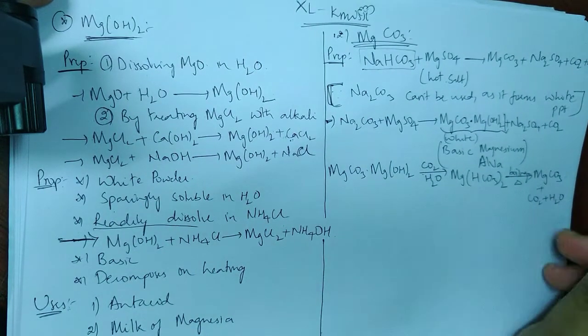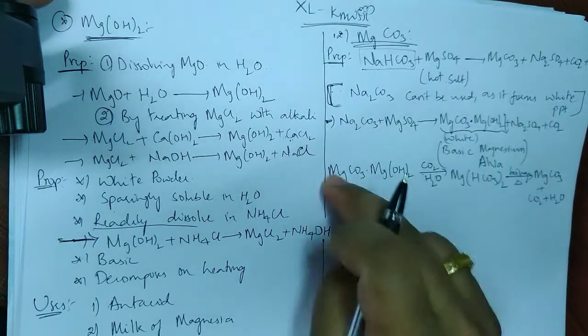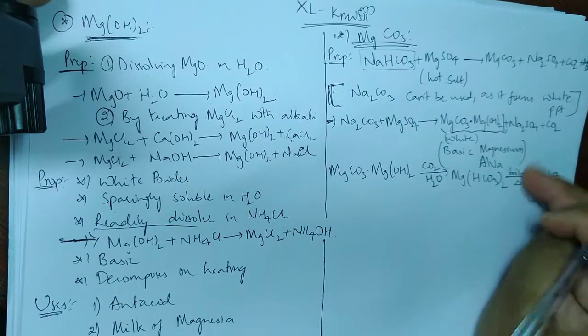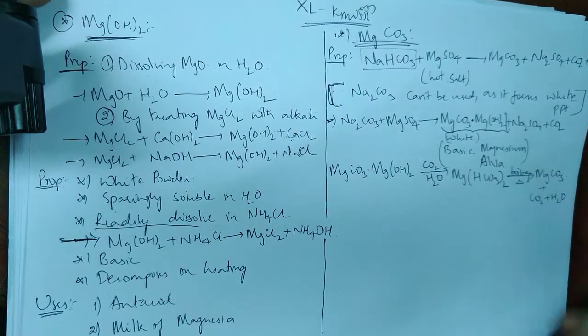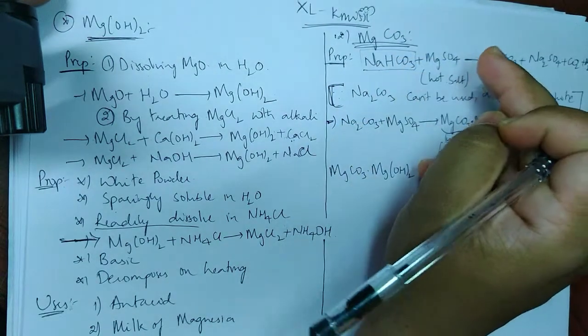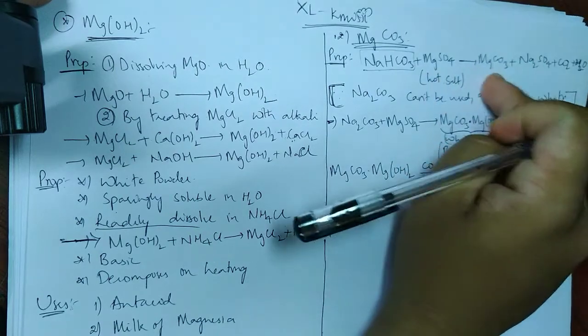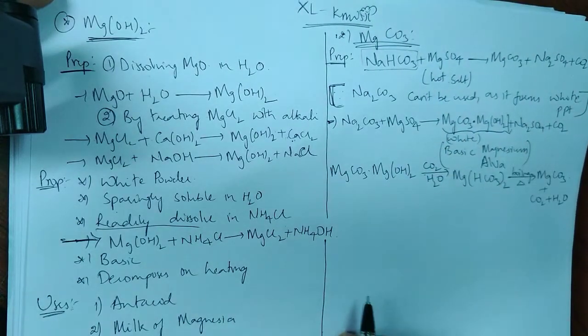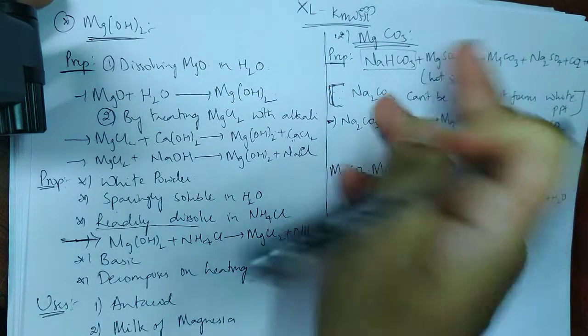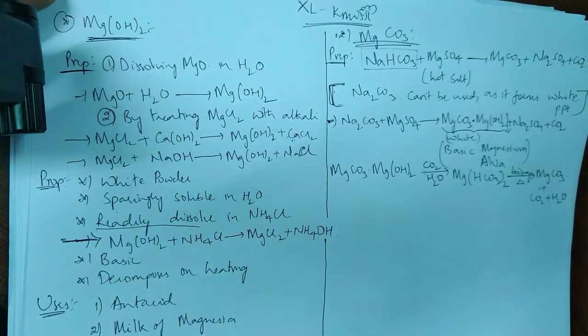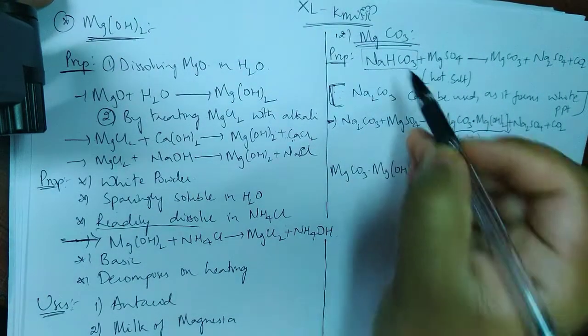On the whole, if I wanted to use sodium carbonate, these are the steps that have to be undergone, and finally I get magnesium carbonate. Rather than this, the simple way is sodium bicarbonate: use it and treat it with magnesium sulfate, and you will get magnesium carbonate and sodium sulfate and all. If you wanted to, you can remember both reactions, but majorly we use only the first one.